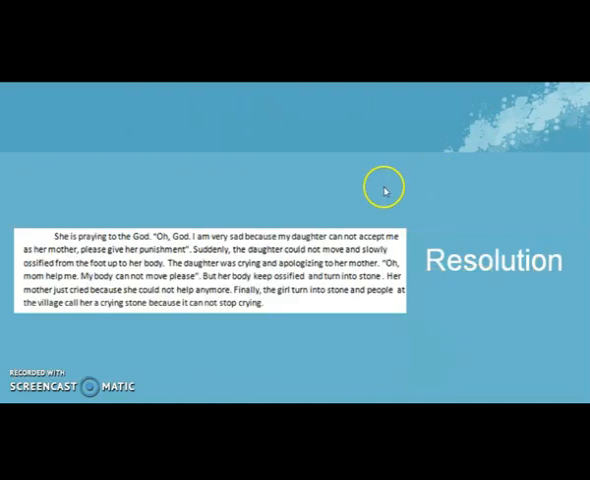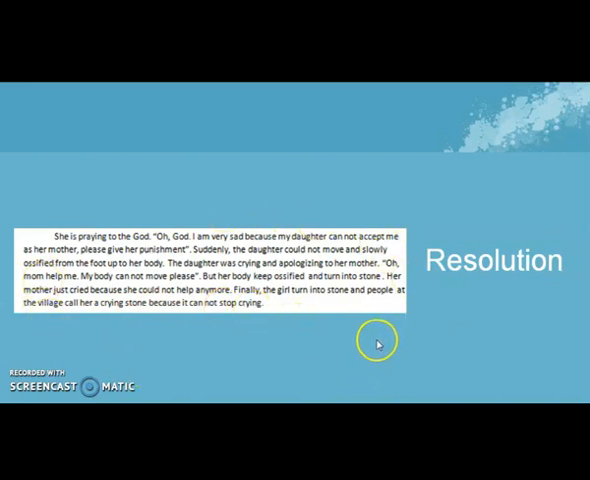Next is the resolution, where the conflict will be solved. The conflict is solved because her mother prayed to God to give punishment to her daughter. And this is not a happy ending, but a sad ending, because the girl turned into stone, and people in the village call her a crying stone because it cannot stop crying. So this is the resolution.